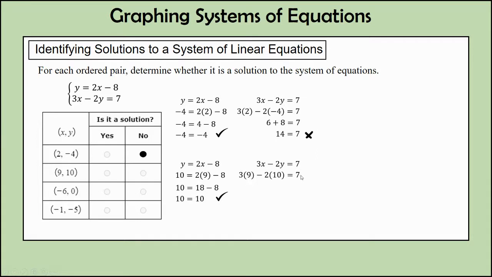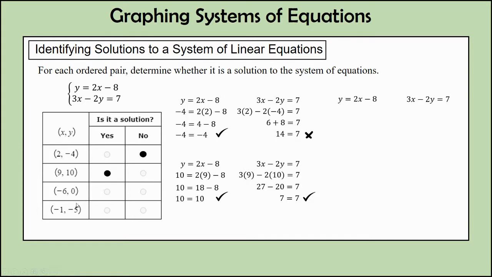3 times 9, minus 2 times 10, 27 minus 20, 7. That's true. So this ordered pair 9, 10 is on both of these lines. That means they share this point, they intersect. That's a solution. Okay, now we've got to check them all because there could be multiples if these two wind up being the exact same line.